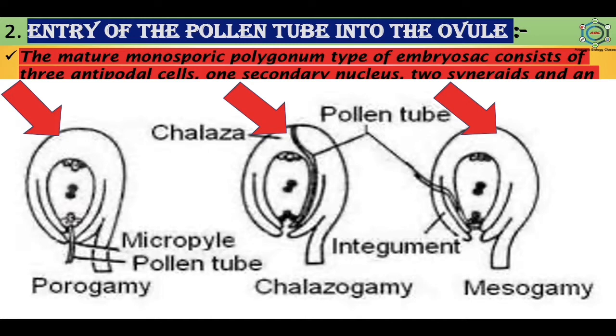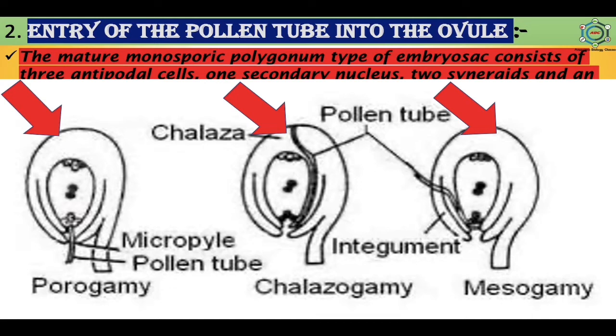So, if the pollen tube enters by the micropyle, it is known as porogamy. If the pollen tube enters by the chalaza, it is known as chalazogamy. And if the pollen tube enters by the integument, it is known as mesogamy. Here, porogamy is more common and mesogamy is rare.